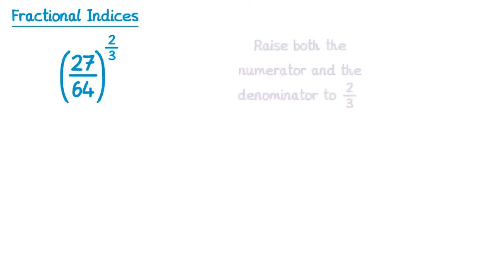Now sometimes you may face questions that are a bit harder like this. So we have a fraction raised to the power 2/3. We know the power 2/3 means we do the cube root and then we square it. So all we do here is we raise both the numerator and the denominator to the power 2/3. So we do the same on the top and on the bottom.